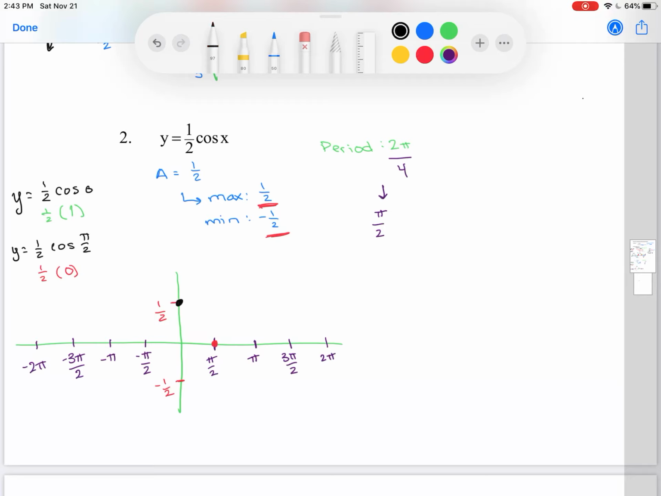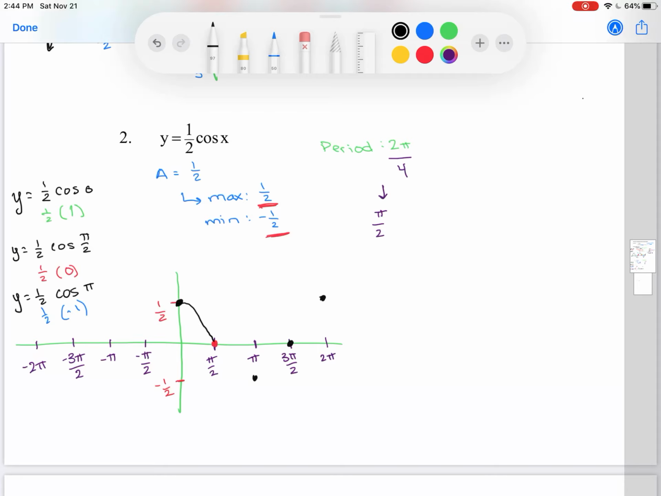Moving to pi over 2, well, 1/2 cosine at pi over 2. Pi over 2 for cosine is going to be 0 times 1/2, so I got 0. You'll start to see the patterns. Cosine, or y equals 1/2 cosine at pi. Well, you know cosine at pi is now negative 1 times 1/2. That puts us at negative 1/2.